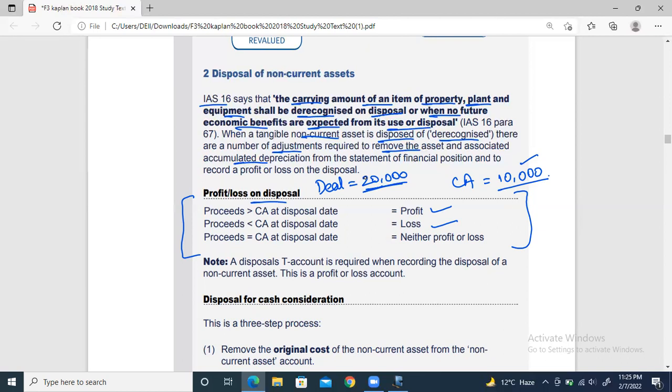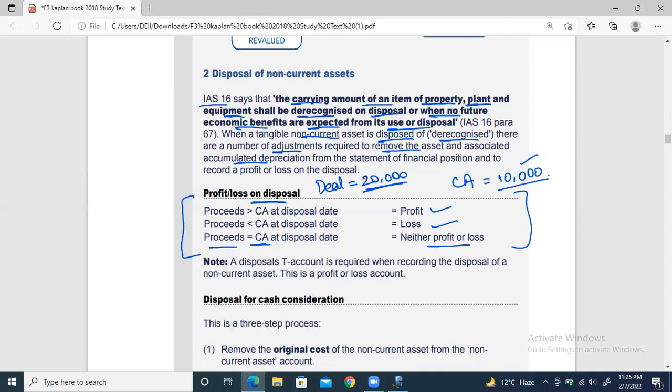Two things are compared: proceeds and carrying amount, always. And this is a very rare scenario: if the proceeds are equal to the carrying amount, then there is neither a profit nor a loss. So it's kind of like break even. But in practical life, this never really happens. In very rare scenarios, it happens. Majorly, there's either a profit or a loss.